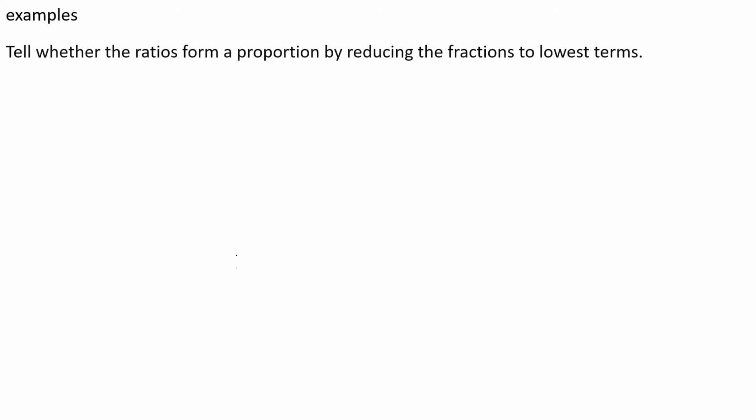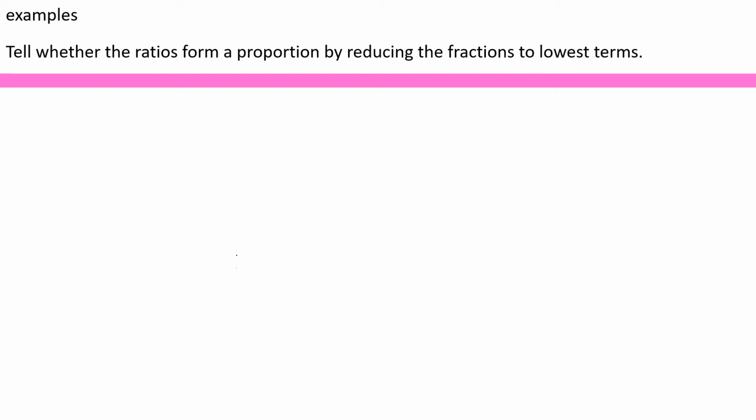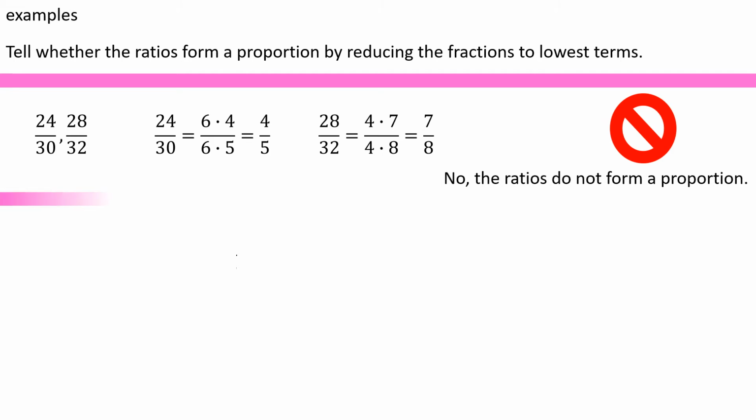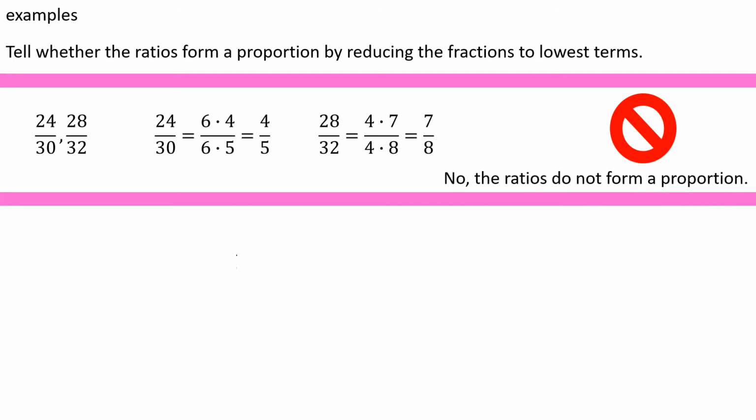Okay, let's do some examples of what we're going to be doing here in geometry. I might insist that you reduce the fractions. So, are those two ratios a proportion? Well, if I reduce the first fraction, I get 4/5. If I reduce the second fraction, I get 7/8. Uh-oh. 4/5 and 7/8 are not the same thing. No, those ratios do not form a proportion.